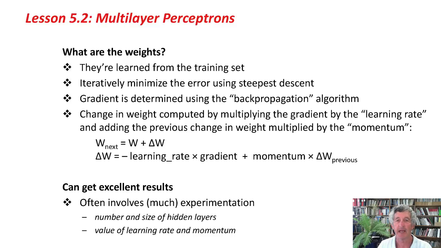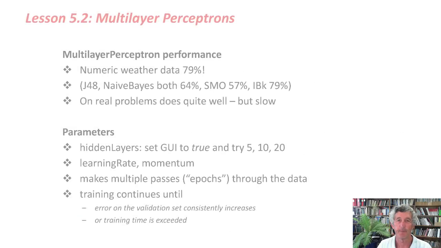So W next, the next weight vector, is W plus delta W, where delta W is minus the learning rate times the gradient, minus because we want to go downhill, plus the momentum times the previous change in the weight parameter. Multilayer perceptrons can get excellent results, but they often involve a lot of experimentation with the number and size of the hidden layers and the value of the learning rate and momentum parameters.